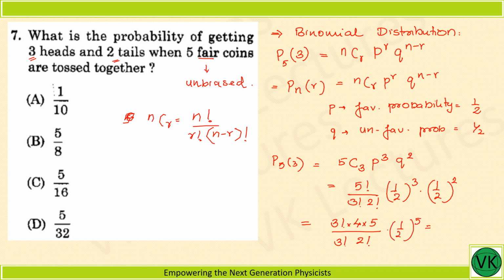That's nothing but 4 into 5 by 2, and 3 factorial and 3 factorial get cancelled. So 10 times 1 by 2 to the power 5. So 1 by 2 to the power 5 is 1 by 32. So 10 by 32 is nothing but 5 by 16. So it's 5 by 16. So option C is the answer.